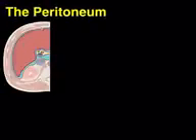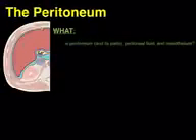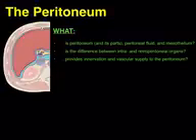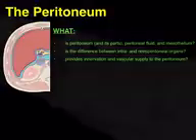Okay, we're now going to talk about the peritoneum and answer the what questions. What is peritoneum and its parts, peritoneal fluid and mesothelium? What is the difference between intra and retroperitoneal organs, and what provides innervation and vascular supply to the peritoneum?